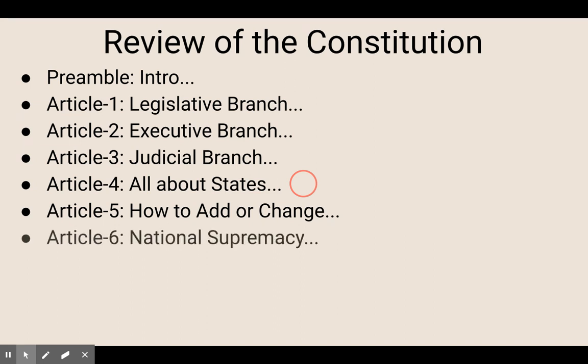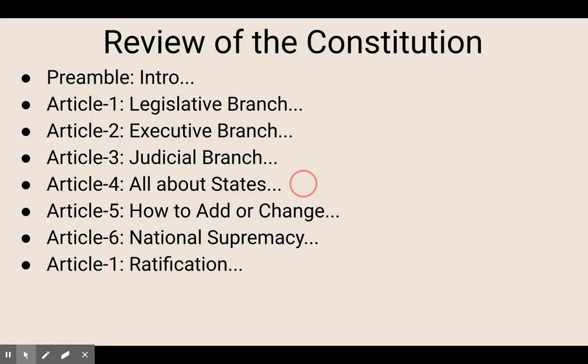Okay. Article 6 is national supremacy. If you have 13 states, you want a federal government that kind of oversees all 13 states. And of course, today we have 50 states. When we first started it was 13, but they wanted to make sure that if there was a law in a state and the federal government made a law and they were in opposition to each other, the federal government's law would supersede the state law. The national government is supreme, or the federal government is supreme.